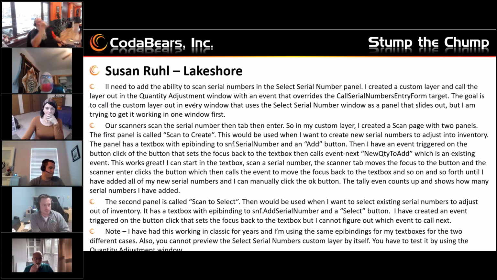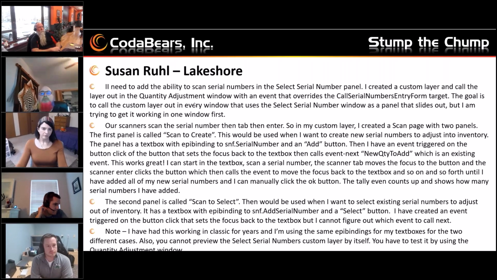Susan says, I need to add the ability to scan serial numbers in the select serial number panel. I created a custom layer and called the layer out in the quantity adjustment window with an event that overrides the call serial numbers entry form target. The goal is to call a custom layer out on every window that uses the select serial number window as a panel that slides out, but I'm trying to get it working in one window first.